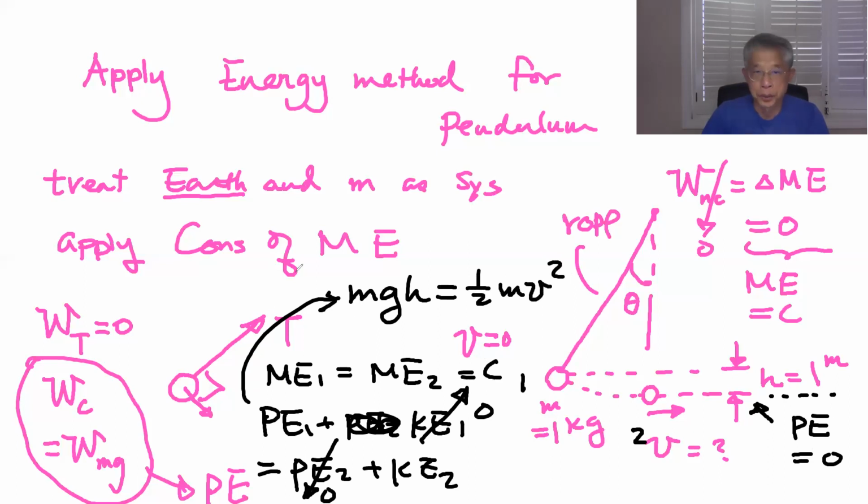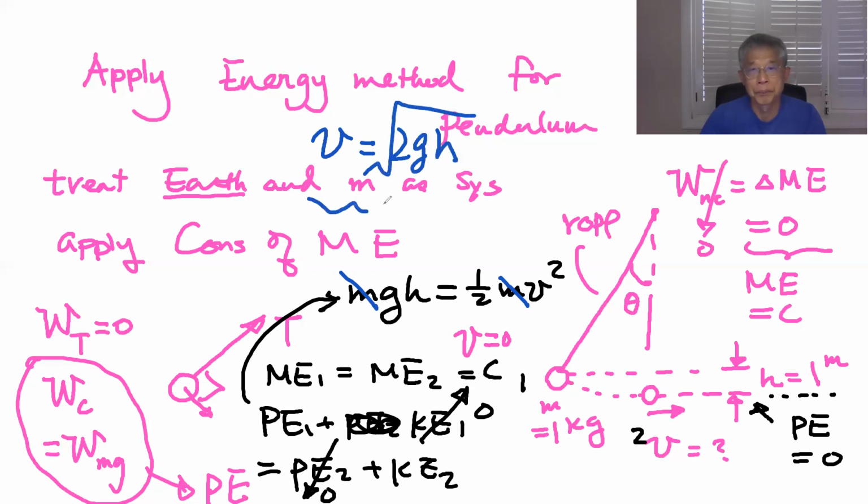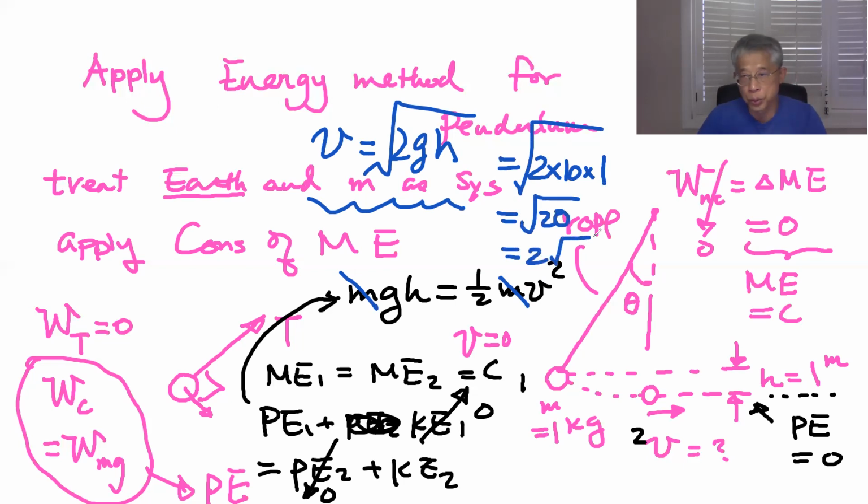Okay, so then they can cancel the m now. So now you can go and find out the velocity is equal to square root of 2gh. Okay, so that should not look too unfamiliar. Then you can apply that. So that will be 2 times 10 times 1. So it'll be square root 20. Or you can say this is going to be 2 square root 5, right? Meter per second.